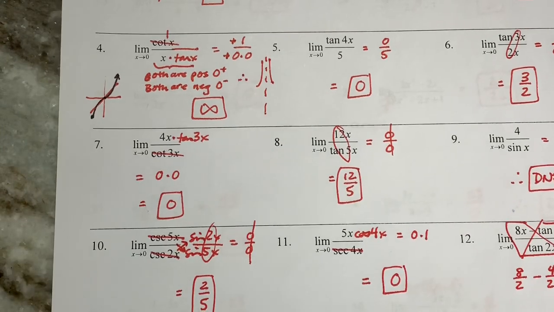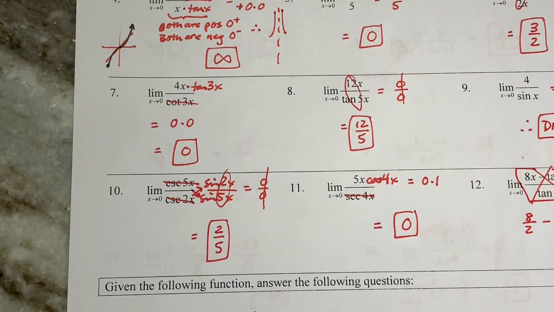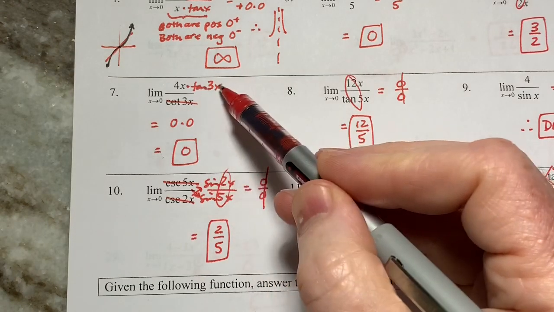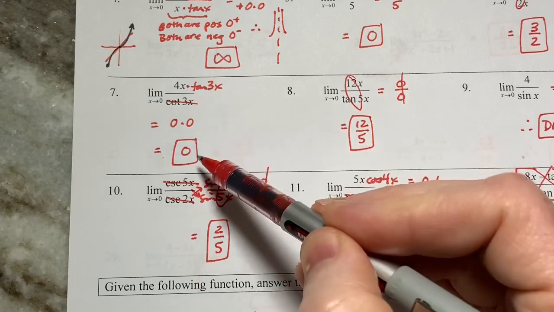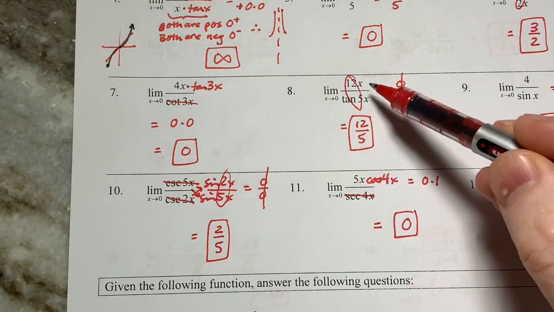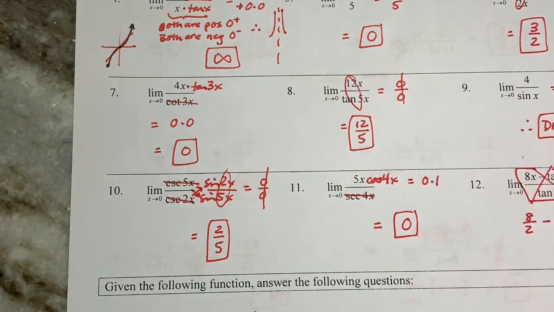Number 7, again, I don't deal with that. You can't deal with cotangent, so you move the cotangent up, plug a 0 in. 0 times 0 is 0. Here, 0 over 0, so 12/5.